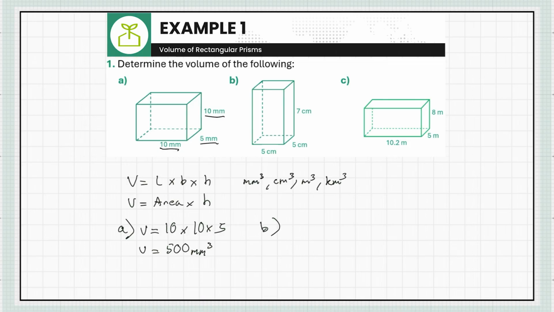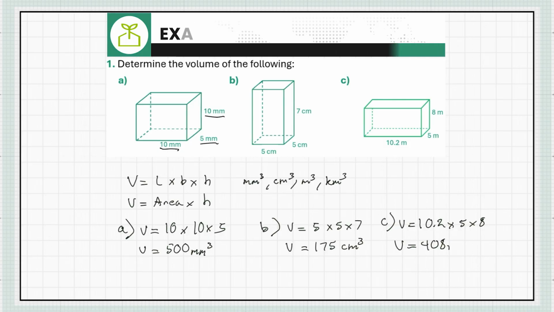If we look at B, we have the same idea. Our volume is going to be equal to 5 times 5 times 7, and that means it's just going to be equal to 175 centimeters cubed. And finally for C, we've got our volume is equal to 10.2 times 5 times 8. That means our volume is equal to 408 meters cubed.